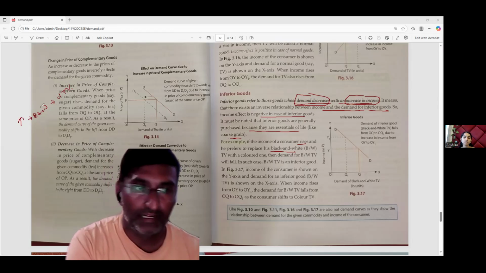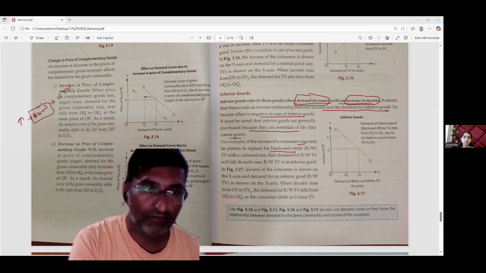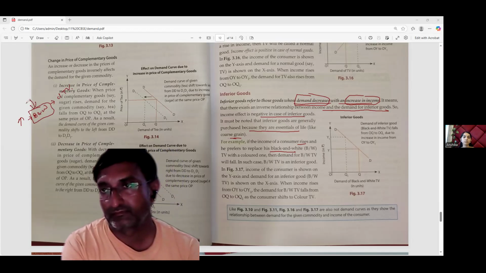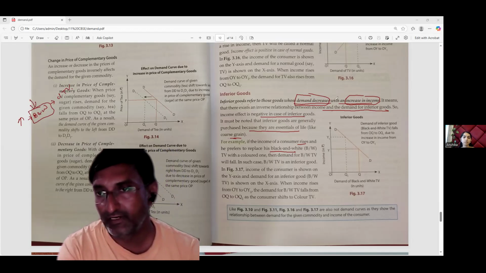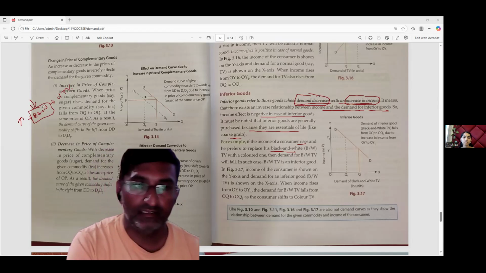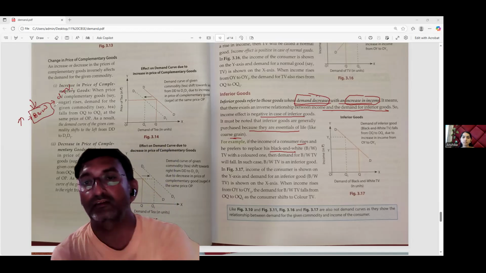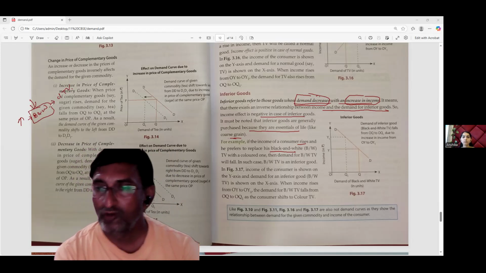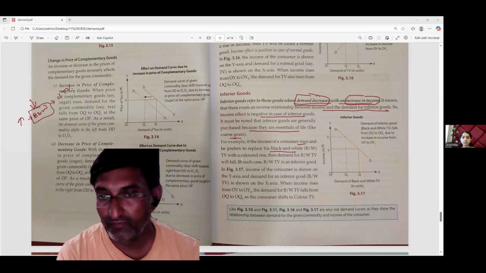It means what? Demand for black and white TV has decreased, right? So demand decreased. Why? Because he is switching, he is moving to another superior kind of goods, using a superior kind of goods, a TV with a colored one, so the demand for black and white TV will fall.